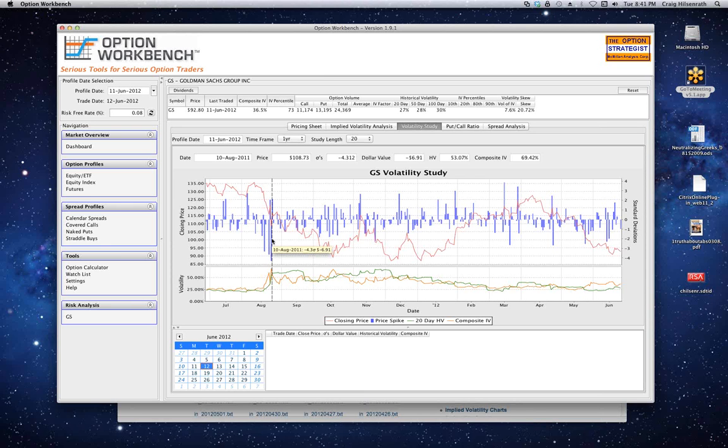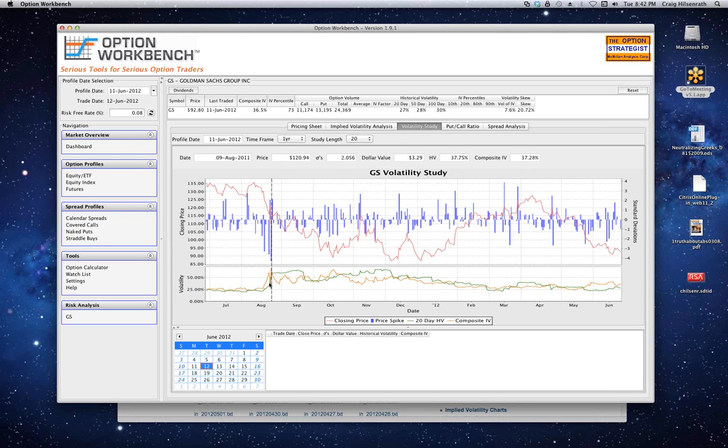Go a little bit over to the right. The historical volatility was 53.07%, and the composite IV was 69%. Now that dollar value in the middle tells you how much a 4.3 standard deviation move would be in terms of today's 20-day historical volatility. So that would translate to a $6.91 move if Goldman Sachs changed by 4.3 standard deviations today.